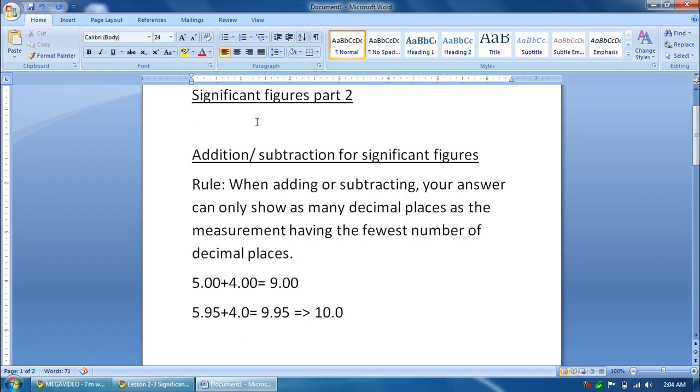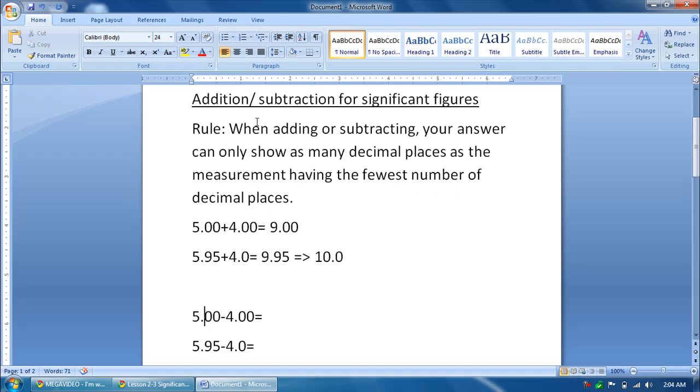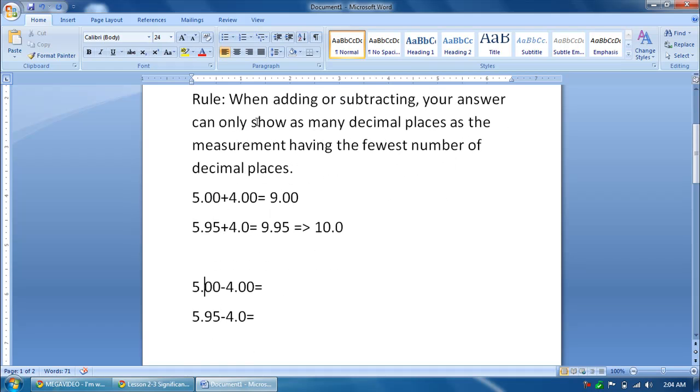Okay, now let's do an example for subtraction. I used the same numbers for both problems. So 5.00 minus 4.00. There is no fewest number of decimal places; they're both the same. So you could just write out 1.00, with the same number of decimal places as both numbers that you used for your subtraction.